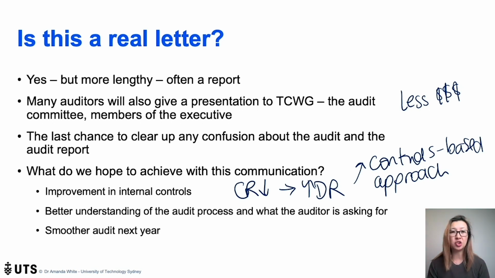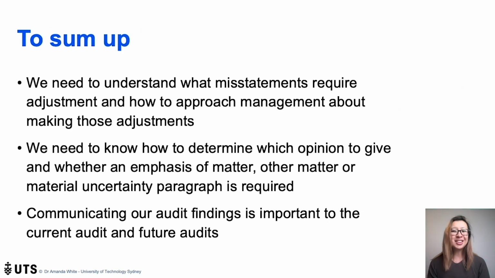So to sum up, over the entire topic, we need to understand what misstatements require adjustment, and how to approach management. Do we just go like, you should change these or I'm going to give you a qualified opinion or an adverse opinion, or do we try something else? We need to know how to determine which opinion to give. When do I give an adverse? When do I give a qualified? How do I know what pervasive means? These are really critical things.